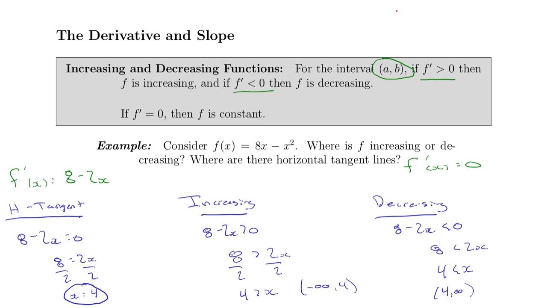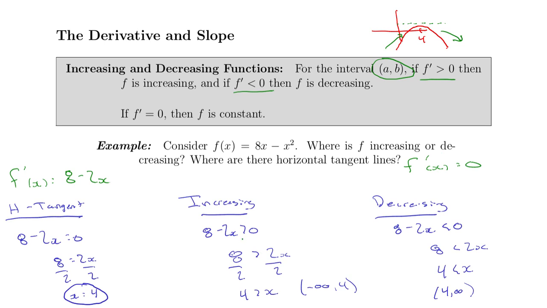The sketch of this should look something like this, where this is an x value of 4 because we've got that nice horizontal tangent line there. That's what we found. And then it increases on the left of that, and it decreases on the right. Increasing, decreasing. So from negative infinity up to 4, it increases. From 4 up to infinity, it decreases. But we can find that by solving these inequalities.